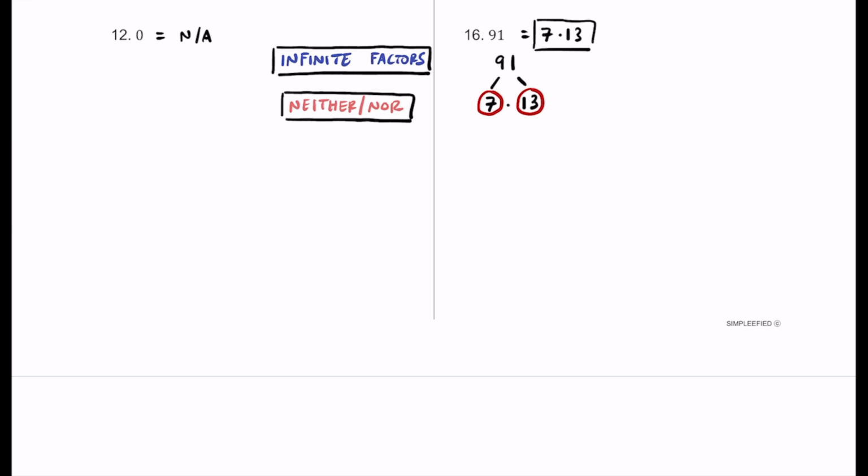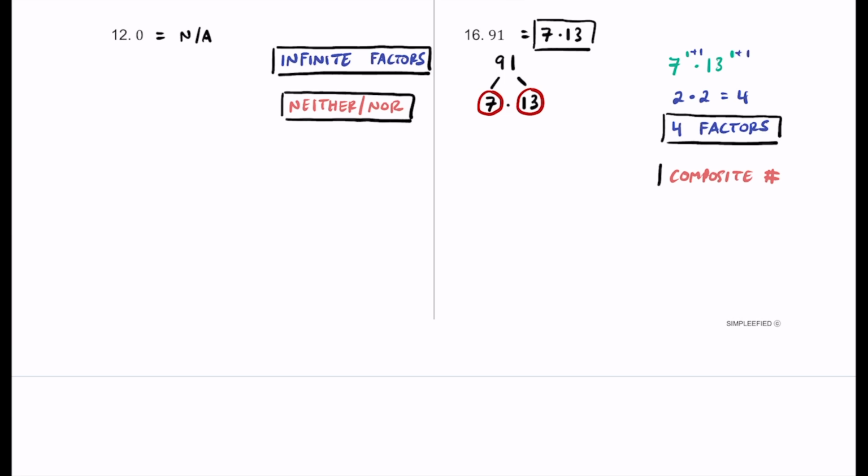Now, to figure out how many factors 91 has, we have the 7 to the first power multiplied by 13 to the first power. If we add 1 to each of these exponents, 1 plus 1 is 2, 1 plus 1 is 2, so 2 times 2 is equal to 4. So the number 91 has 4 factors. So you can think of them as 1 times 91 being 2 of the factors, and then 7 times 13 as the other 2 factors. Okay? And because it has 4 factors, which is more than 2 factors, then we know that this is a composite number.